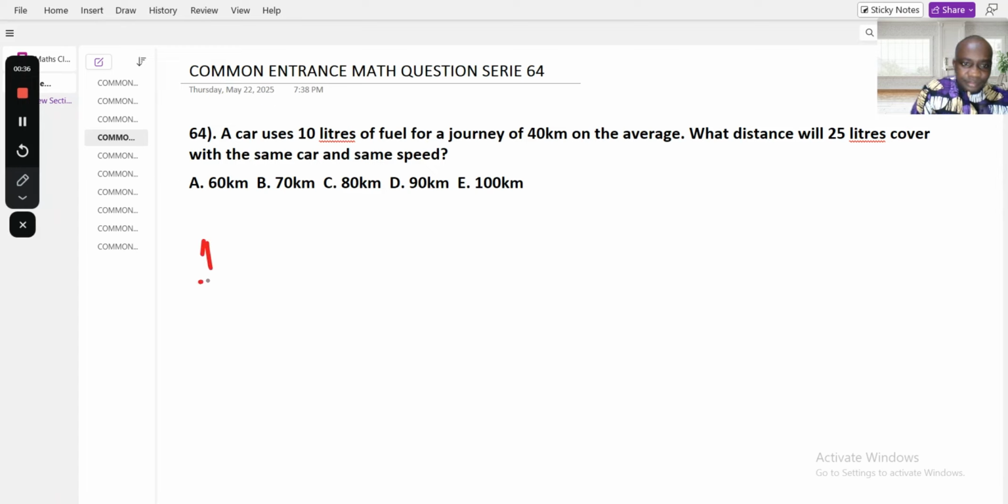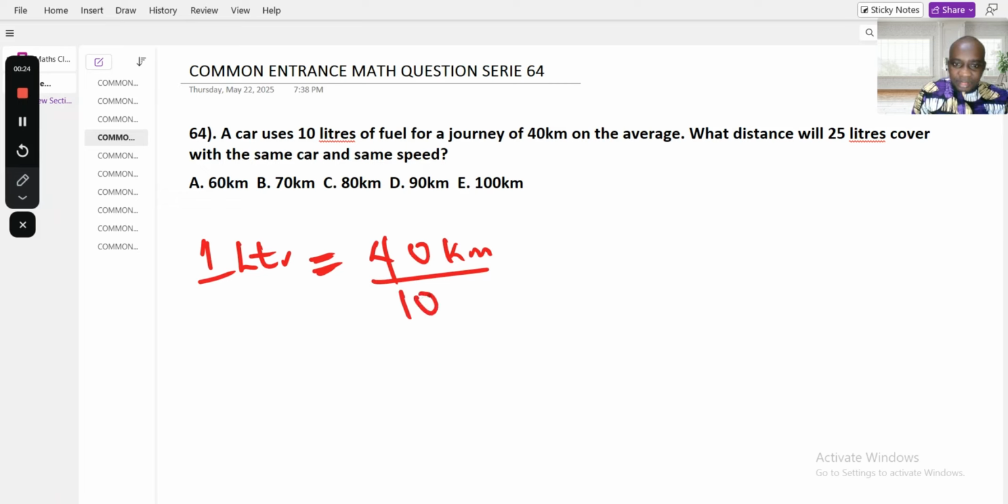1 liter covers 40 kilometers over 10. This is the 10 liters. Now we want to divide it. 0 cancels 0. How many 10s can we see in 40? It's 4. Or you can say 0 here, 1, 0 here, 1. Our final answer will be 4 kilometers. It means that for 1 liter of fuel, it's going to cover 4 kilometers of distance.